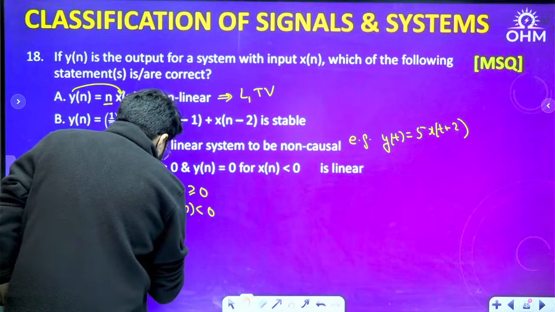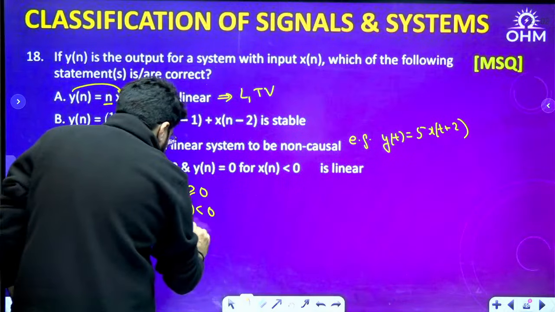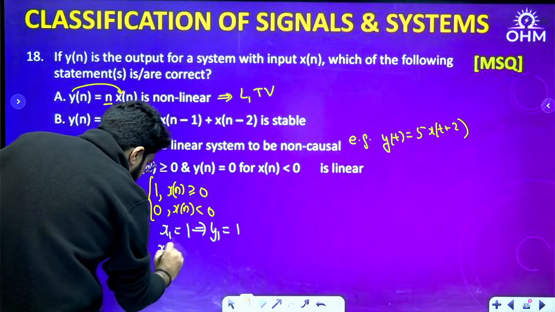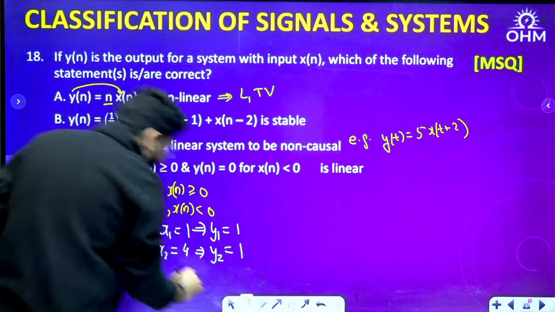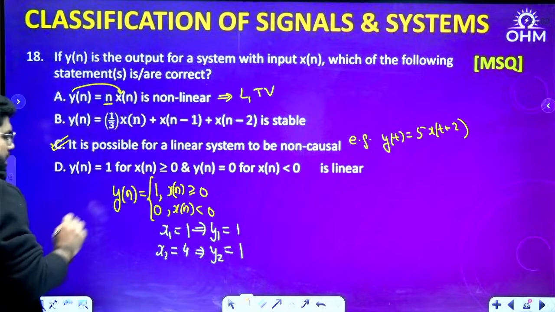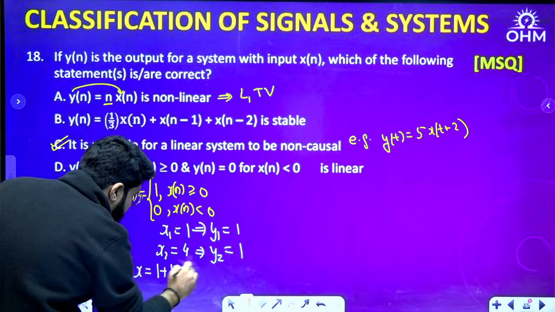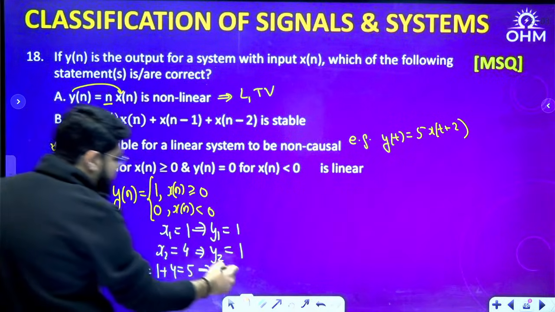Suppose you take input x1 as 1. If the input is 1, which is positive, output will also be 1. You take x2 as, suppose, 4. Output will still be 1 only, because for any positive input, output is 1. Now you take the input 1 plus 4, which is 5, x1 plus x2. What is the output? Input is 5, again positive, output is 1.